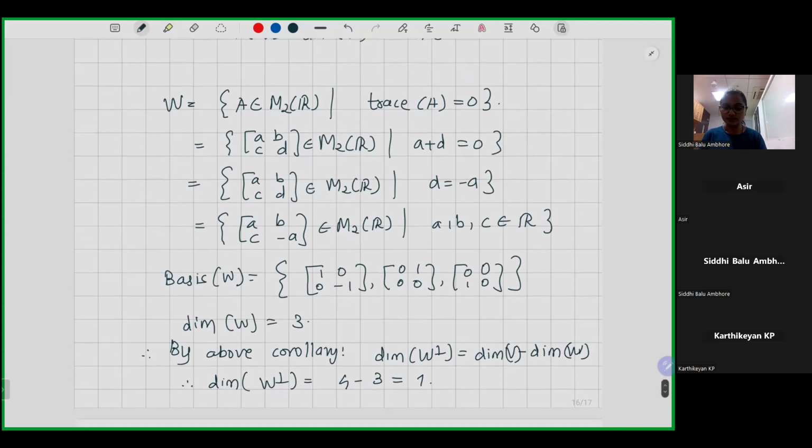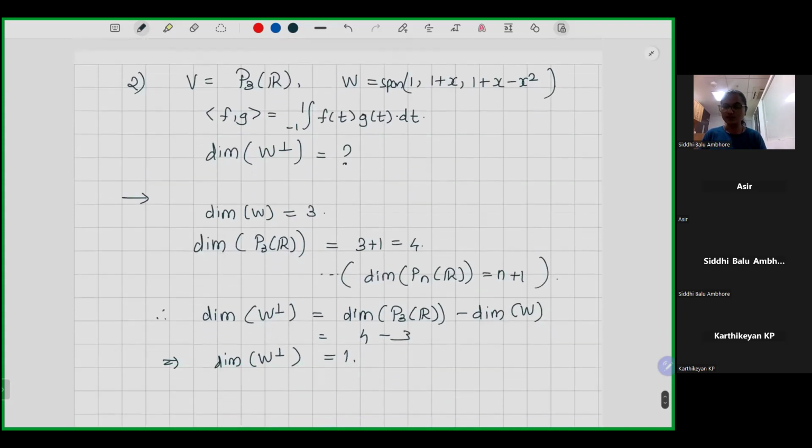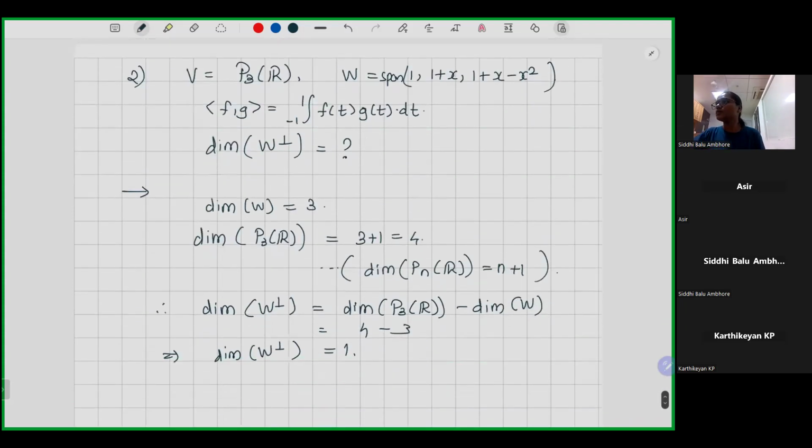Yes, sir. I had one doubt in this week's assignment. There is a question about the adjoint: if T star T equals 0 implies T equals 0. What does that actually mean? Which question? Week 11 assignment, the third question. What does T star T equal to 0 implying T equal to 0 actually mean?